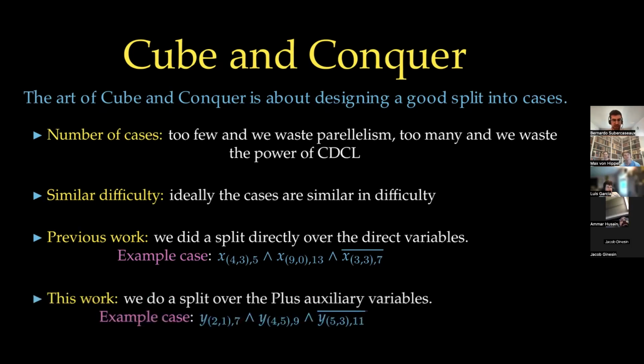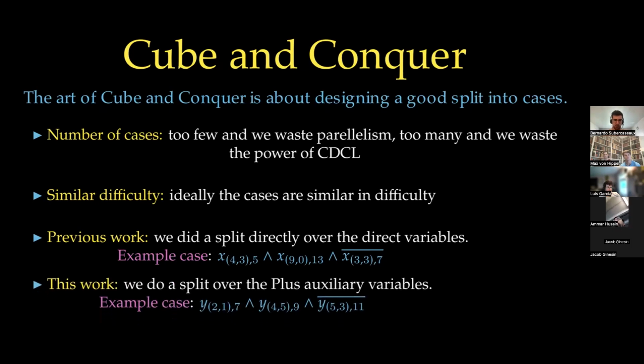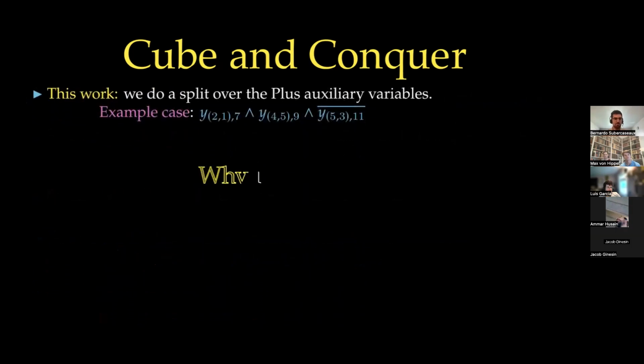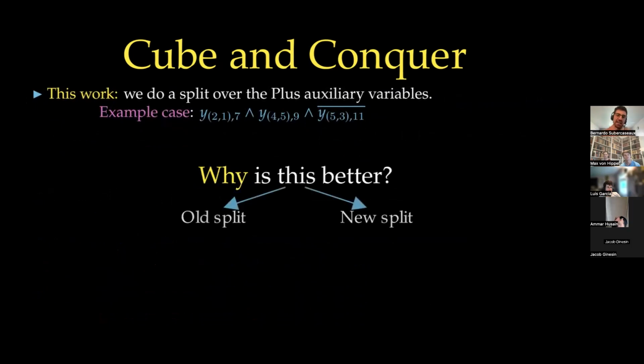In this work, we do our split over the auxiliary variables that the plus encoding introduces, so the y variables I mentioned earlier. And let me tell you why that's actually a much better idea. In the old way of splitting in terms of the direct variables, if you have the variable x on the vertex 4,3 and color 5, when you split it into cases, you're basically dividing the world on whether that's true or not. If that's true, if that vertex gets indeed color 5, then you actually made a lot of progress. That's like finding a number in a Sudoku, right? When you find the right number, that is a lot of progress.